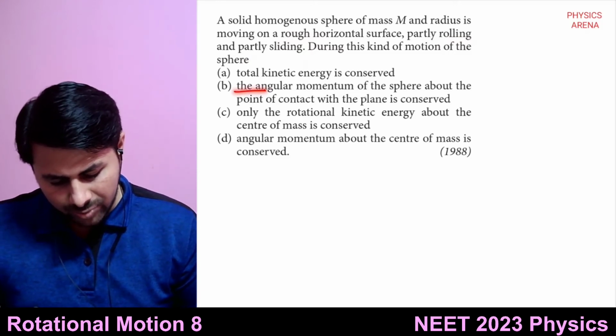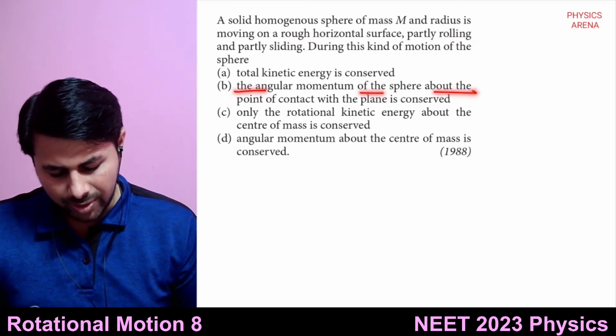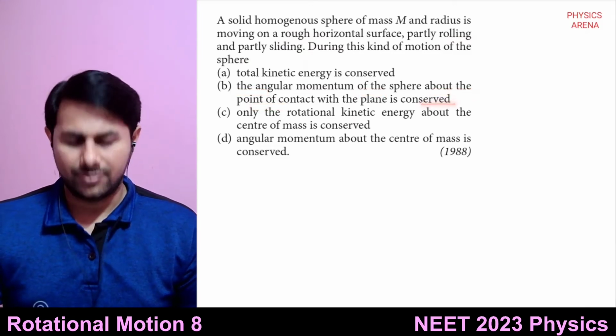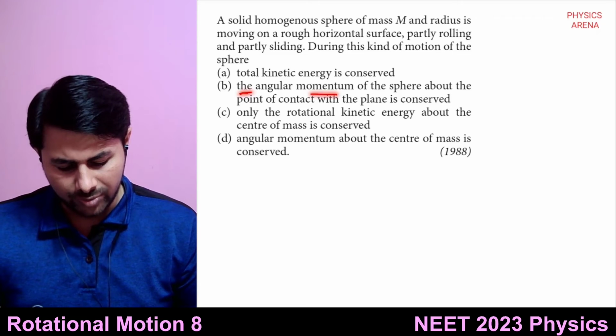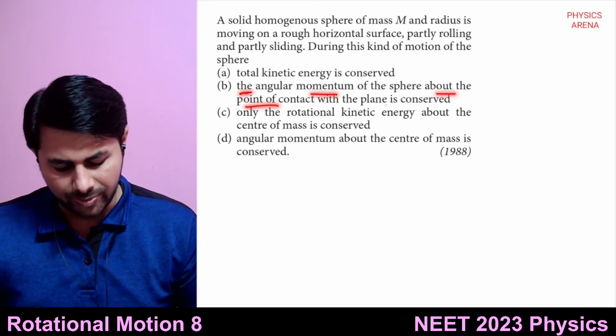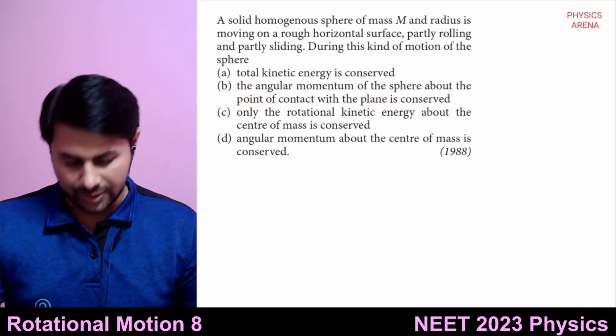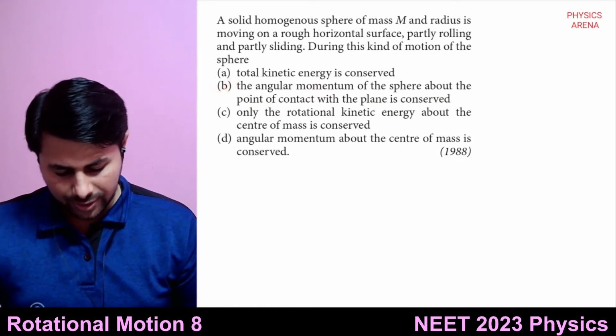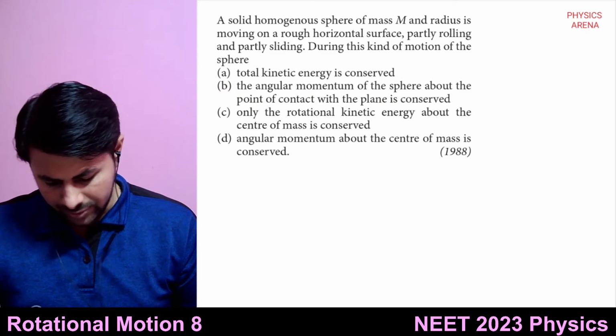Then the angular momentum of the sphere about the point of contact with the plane is conserved. So the angular momentum of the sphere about the point of contact with the plane is conserved. This will be true. Why is this true?